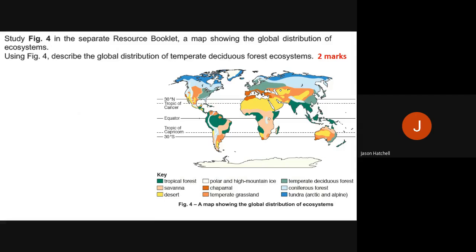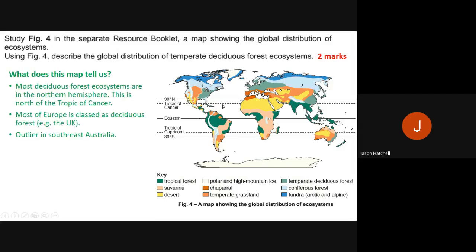We're asked to describe where they are in the world, describe the global distribution. So the map has told me this. Most deciduous forest ecosystems are in the northern hemisphere, above the equator. Okay, now notice I use the word most. I haven't said all, I've just said most. This is north of the Tropic of Cancer.